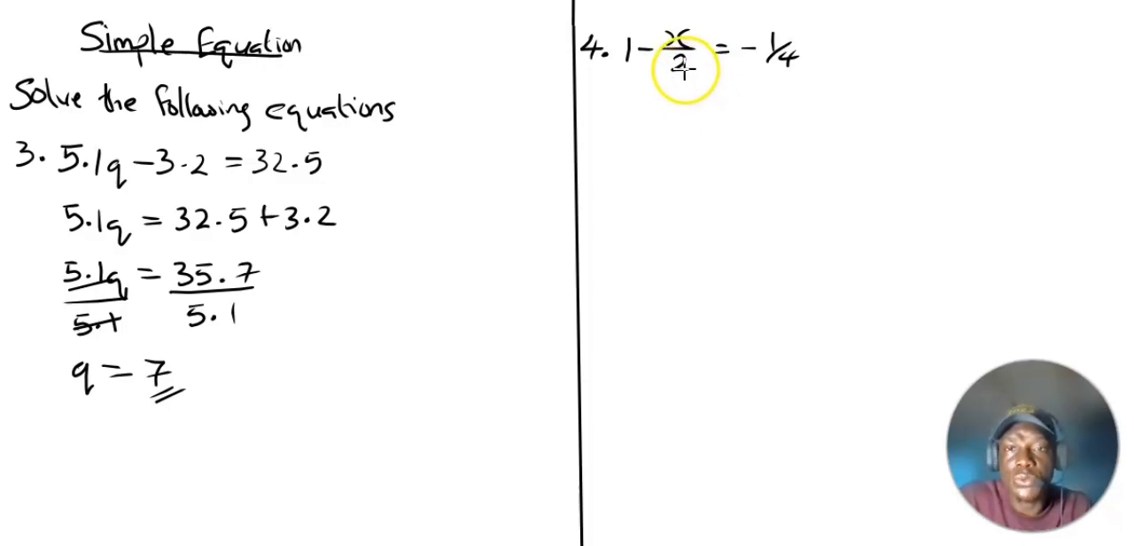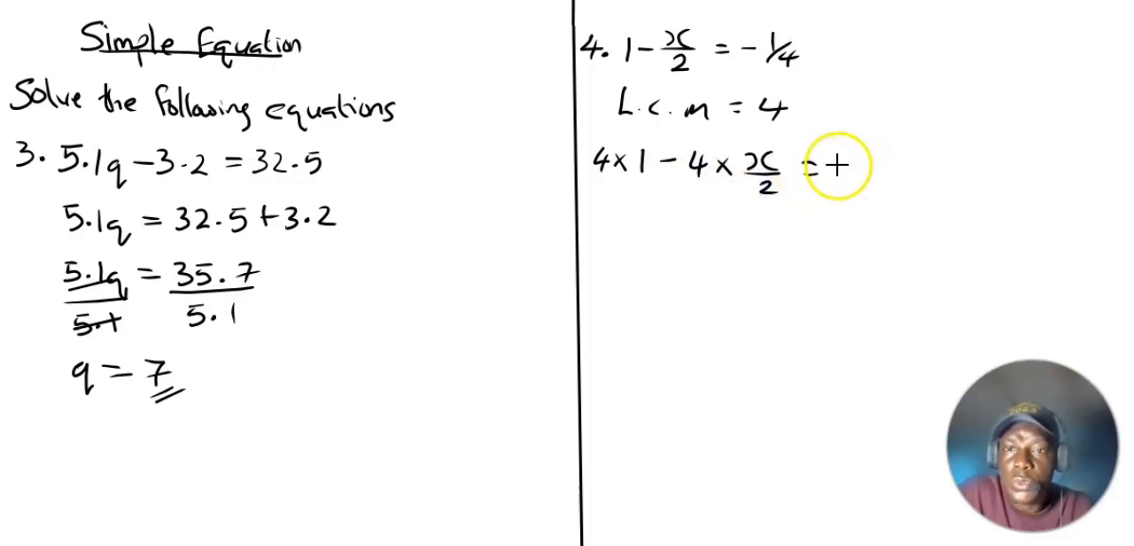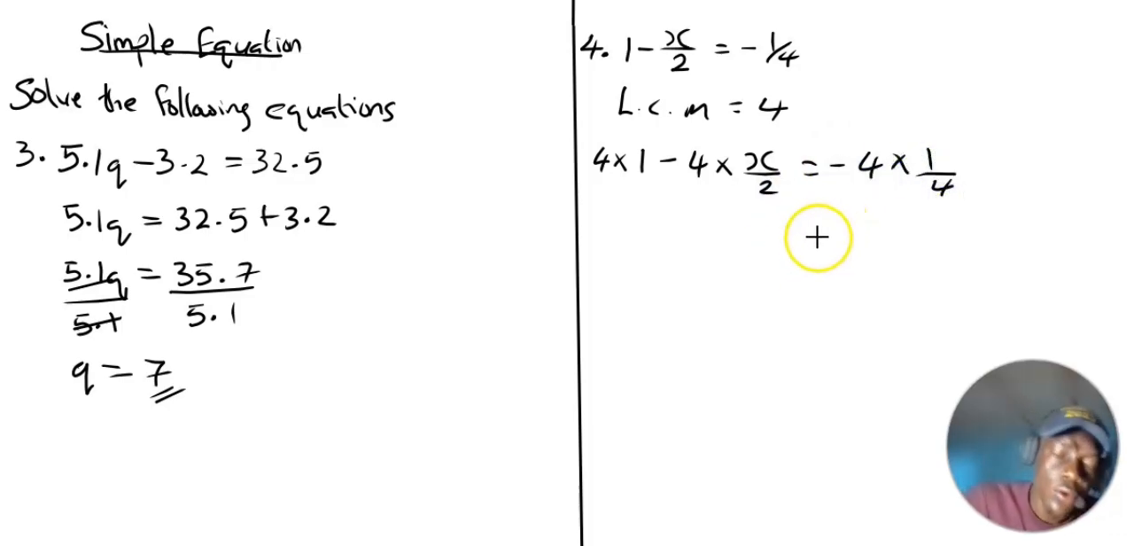Now, what's the LCM of 2 and 4? That's 4, right? So the LCM is 4. So we are working with 4 here. We are going to multiply every single term here by 4. So we have 4 times 1, we also have minus 4 times x over 2, is equal to minus 4 times 1 over 4. You multiply everything by 4.